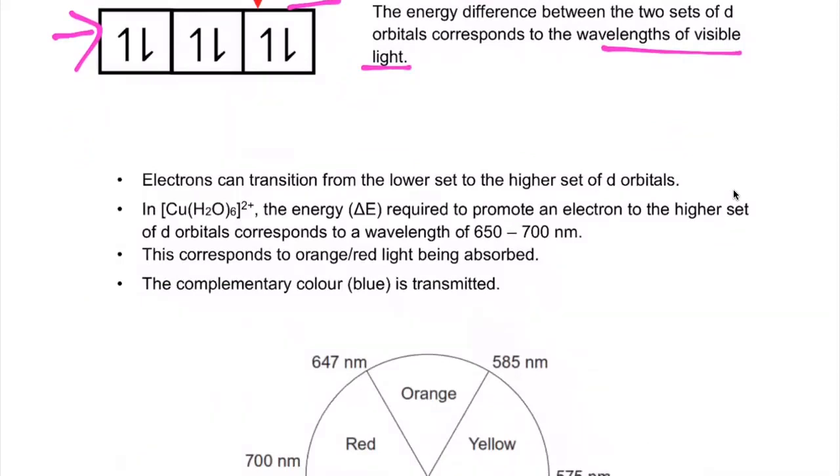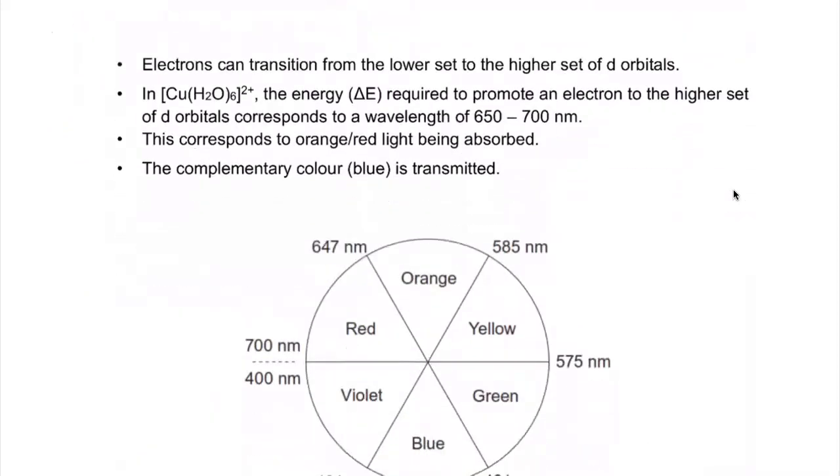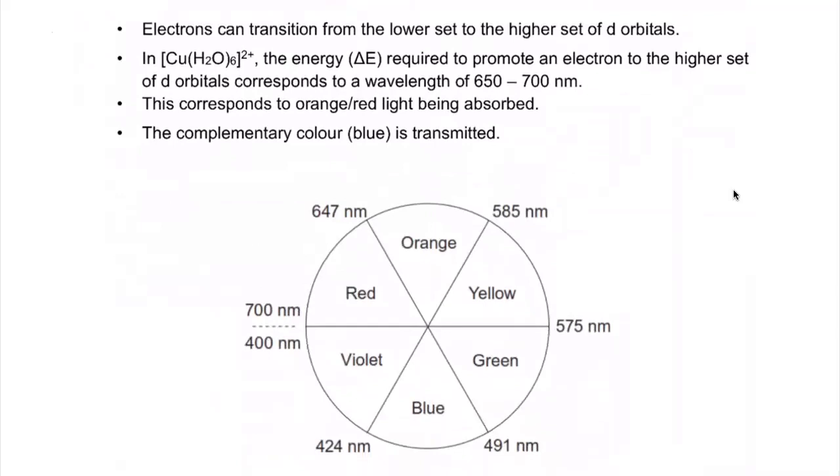And so this next section is talking about how when your electron transitions from that lower set of orbitals to the higher set of orbitals, it requires some energy. And so it has to absorb energy for that to happen. And so for copper, it absorbs in this wavelength range, and that corresponds, like I said, from that graph earlier, to the orange or the orange-red section. And so the complementary color of orange, which is blue, is what we see transmitted.